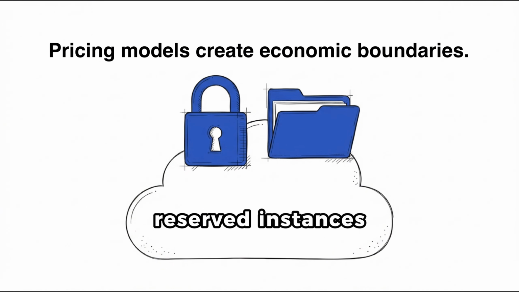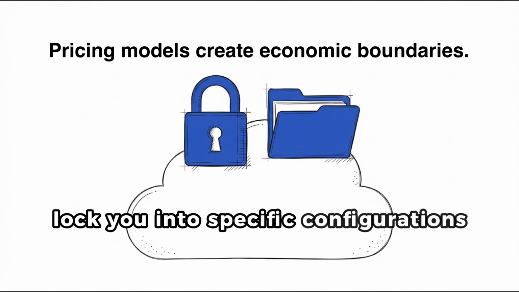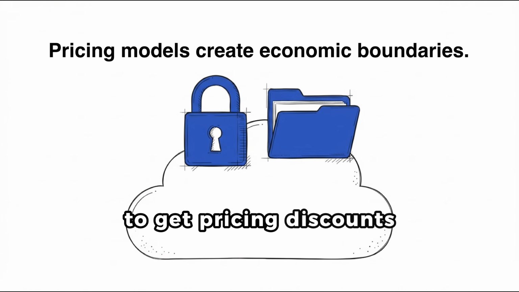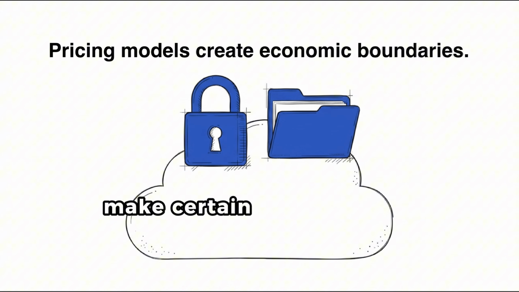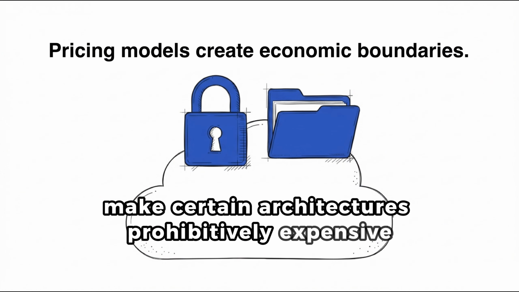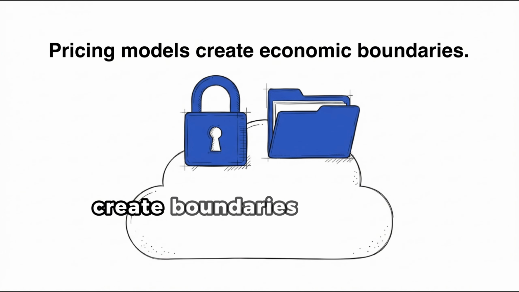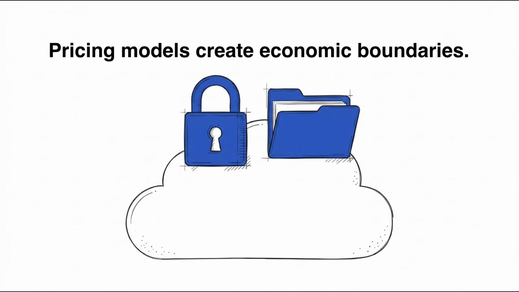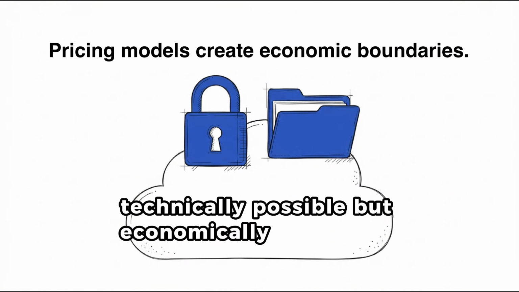Pricing models create economic boundaries. Reserved instances lock you into specific configurations to get pricing discounts. Egress charges make certain architectures prohibitively expensive. The economics create boundaries as hard as technical ones, technically possible but economically impossible.